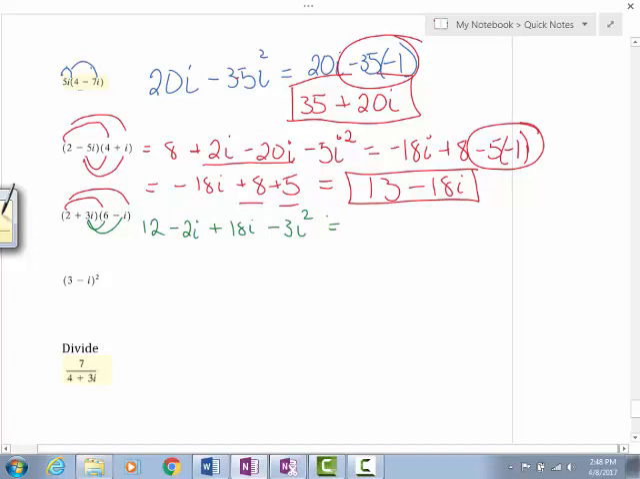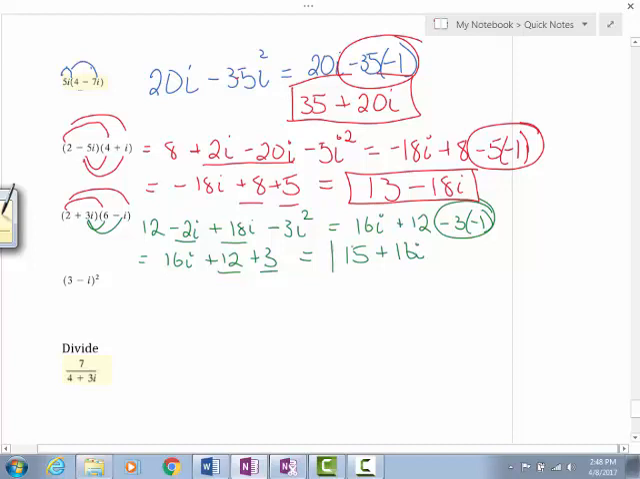Okay, so now let's go ahead and combine like terms. Negative 2i plus 18i, 16i. So plus 12 minus 3, i squared we said is negative 1. So I'm going to go ahead and continue here. 16i plus 12. Negative 3 times negative 1 is a plus 3. We can combine those terms together. That's going to give me a 15 plus 16i. And we're done.